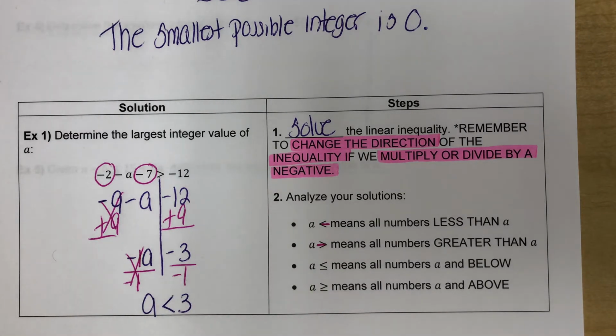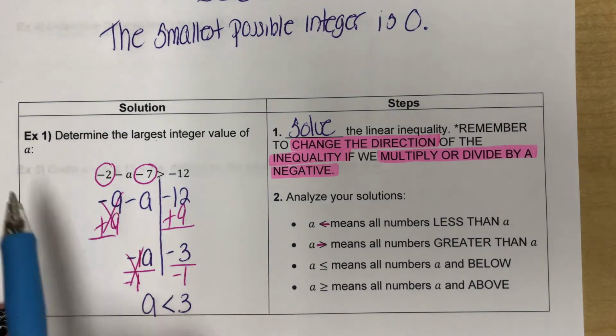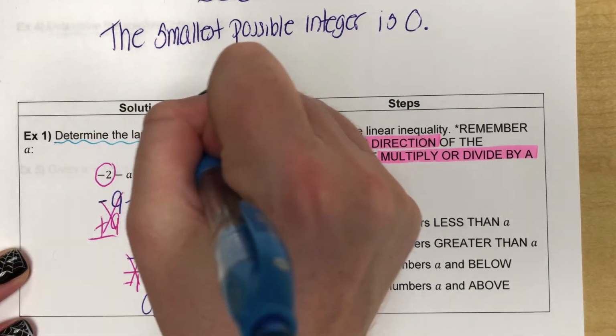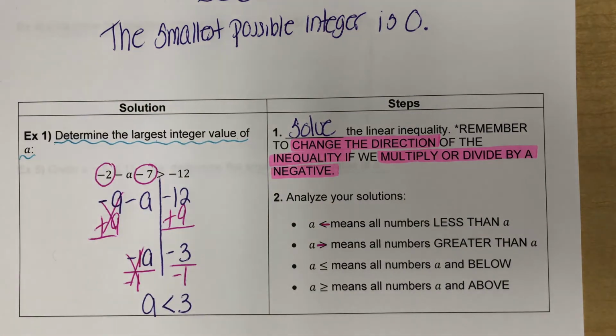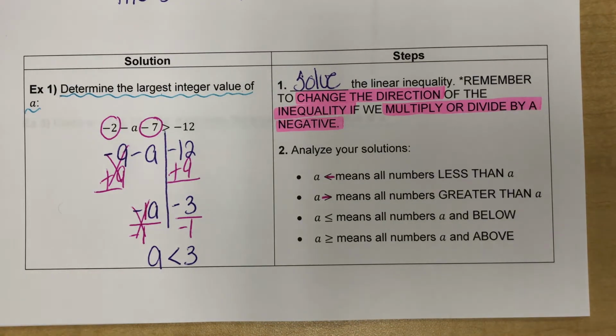All right, so in all of the other lessons, this is where we've been stopping, but always reread the question. You have to make sure you answered it. So it says, determine the largest integer value of A. I'm going to underline that. Determine the largest integer value A can be. So you can either do this one of two ways. You can draw a number line, which I'm going to do right now.